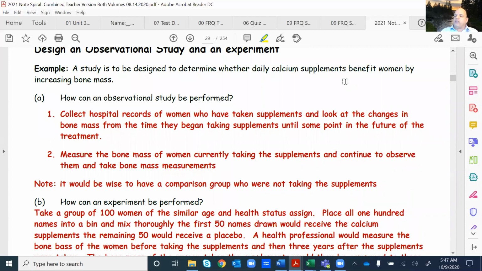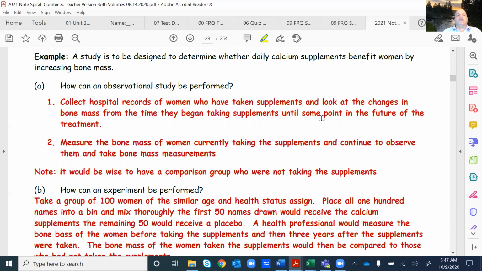Well, remember, an observational study is that they're already doing this. They're doing this on their own. Treatment was not imposed. And it can also be hospital records. So probably the easiest thing is to go to hospital records or medical records of women who have taken supplements and look at changes in their bone mass from the time they begin taking the supplements until some point in the future of the treatment. And the other thing you can do is you can just go out and say, hey, these women are leaving the doctor's office, are taking supplements, and we can measure their bone mass and continue to observe them to see if there's any changes.